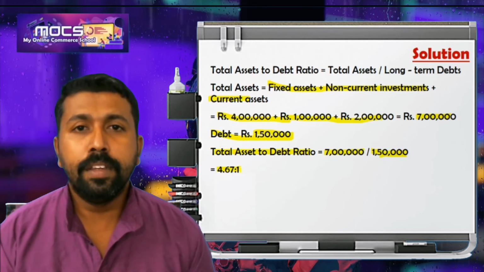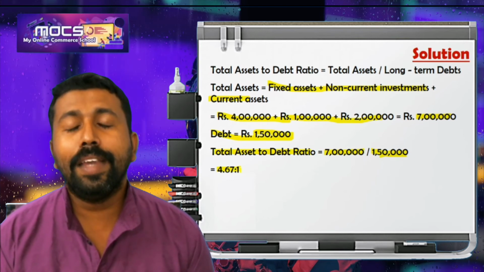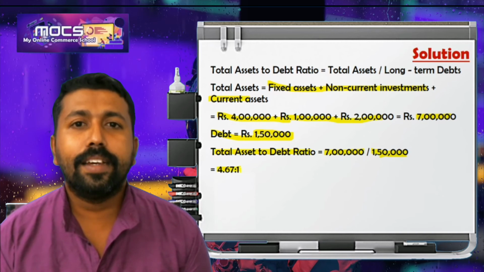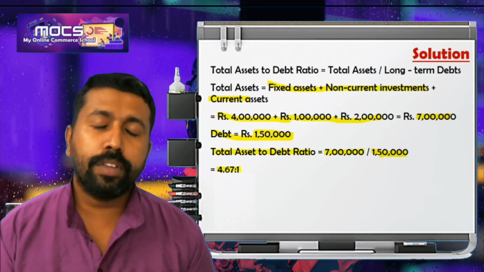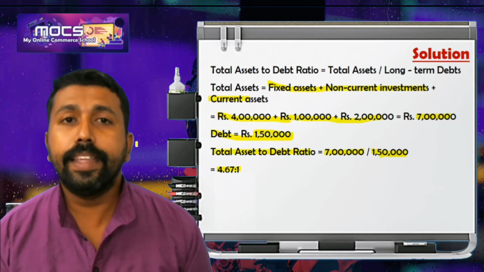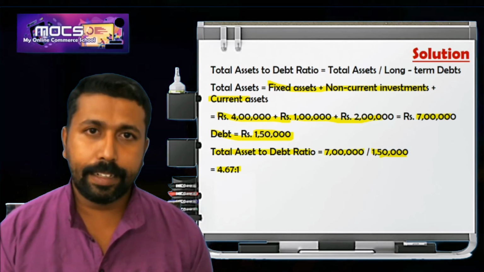4.67 is to 1. Before calculating, dividing that value also, it is very clear now. We have rupees 7 lakh as asset to repay the long-term debt, rupees 1,50,000. So that is also a good sign of progress of the firm. They can also overcome the liability using the amount of asset.